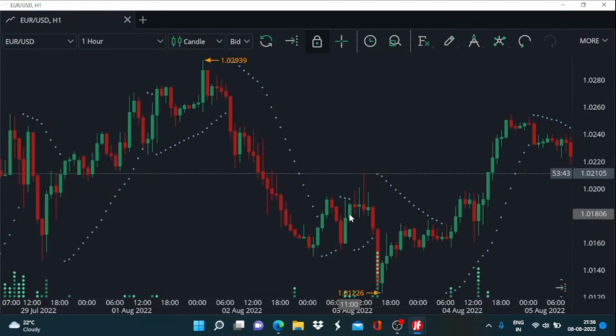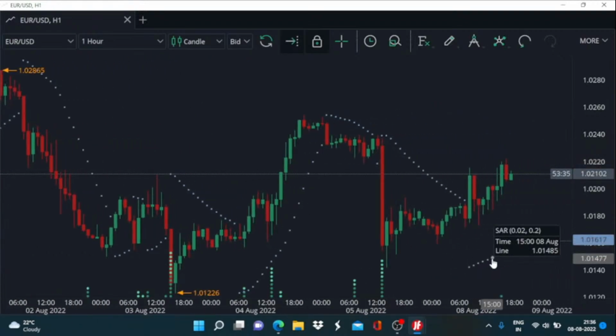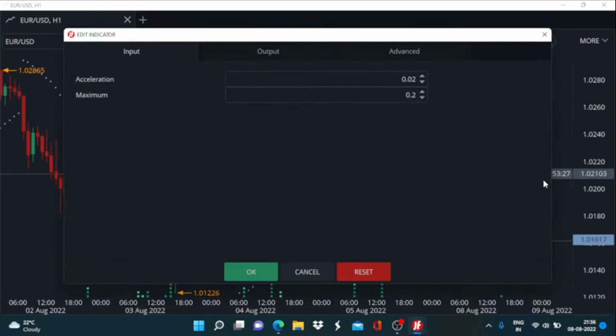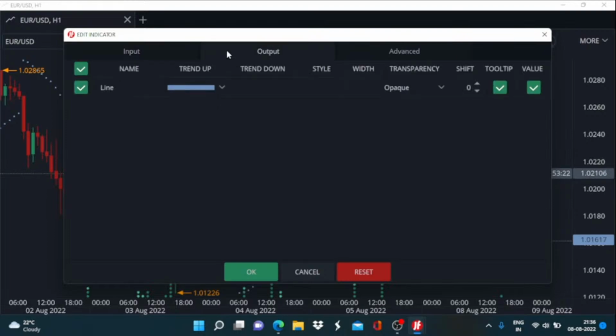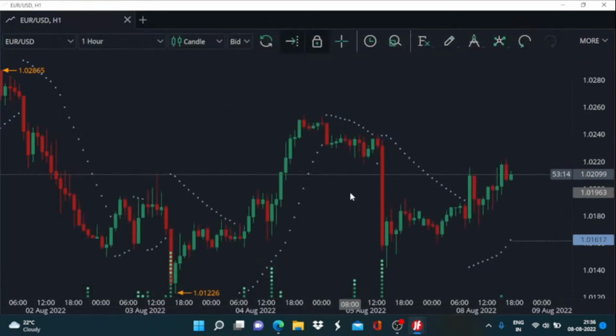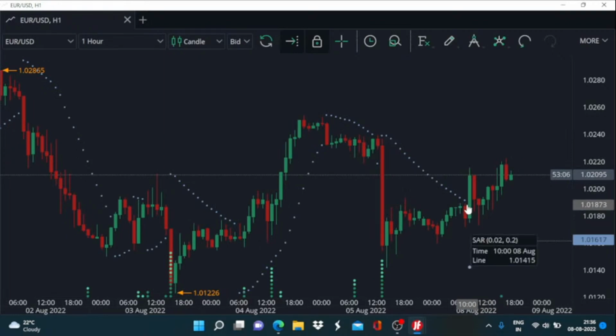So here we have this line drawn, and the setup is default. I haven't made any changes to its input values, and this is the SAR setup with the acceleration of 0.02 and the maximum of 0.2, and depending on that we are getting this output line for calculation purposes.